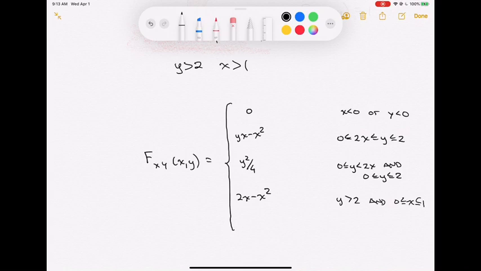And then the last one, we just got a value of 1. And that was the otherwise you could put in here, but I'm just going to write it as y greater than 2 and x greater than 1. That's my final answer. So let's go ahead and mark that off in another color or something like that.